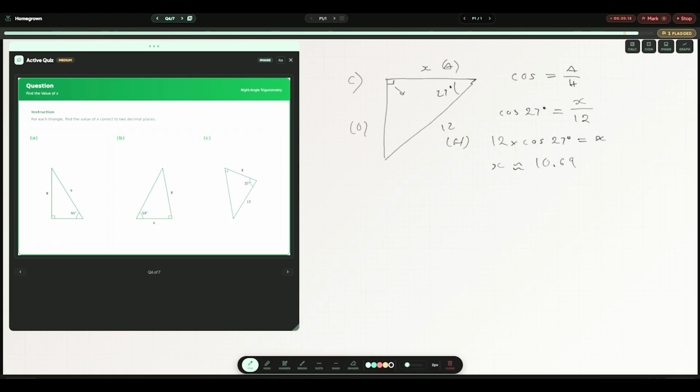Alright, lastly, if you're given units for these unknown sides, you need to put them in. So imagine that each one of these sides was in centimeters. Then this answer for the unknown side would also be in centimeters.